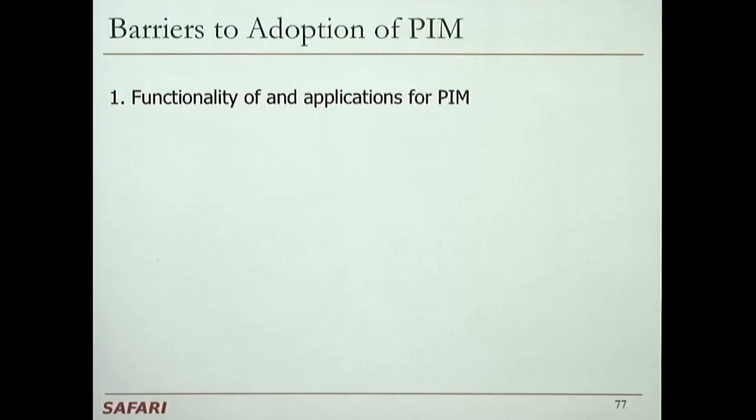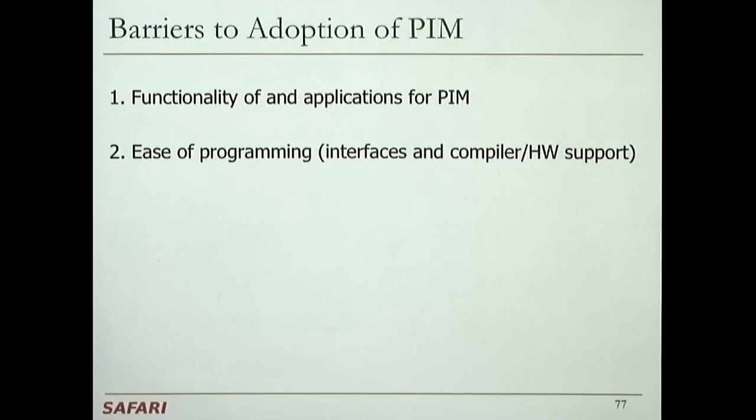So there are a bunch of barriers to adoption in this case, especially because you're really changing the paradigm. So one barrier is figuring out the functionality and figuring out what applications would benefit from PIM. Maybe this is the easier one. Ease of programming is always a problem when you're actually changing a paradigm.